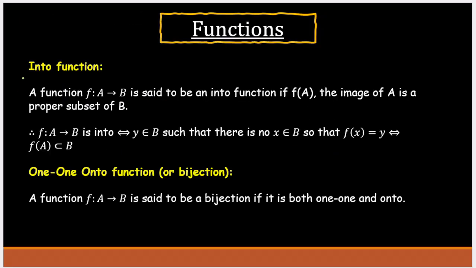Now let's see another classification of functions, the into function. Here f: A tends to B is said to be an into function if f of A, the image of A, is a proper subset of B, that is, there is a y belongs to B such that there is no x belongs to A so that f of x is equal to y.